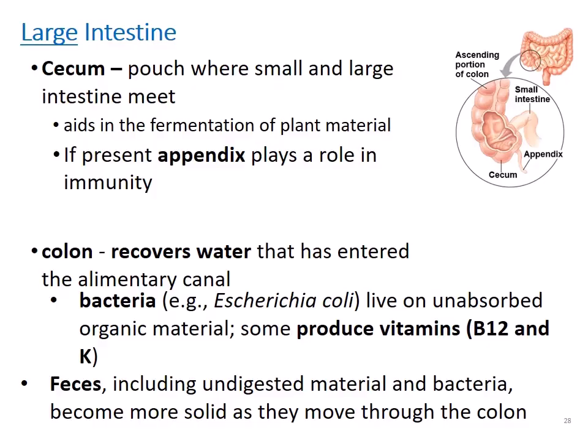So that brings us to the cecum, which is the pouch where the small and large intestine meet, and that helps in fermentation of plant material. Obviously, not all organisms have a well-developed cecum, and if the organism has it, the appendix is going to play a role in immunity. And then the colon is an important part of the large intestine. It helps recover water that has entered the alimentary canal.